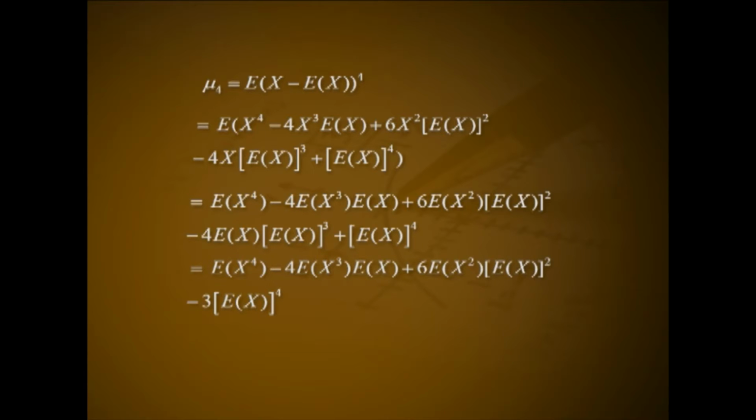That is expectation of x raised to 4 minus 4 times expectation of x cube into expectation of x plus 6 times expectation of x square into (expectation of x) the whole square minus 3 times (expectation of x) the whole raised to 4. That is mu 4 dash minus 4 times mu 3 dash mu 1 dash plus 6 times mu 2 dash into (mu 1 dash) the square minus 3 times mu 1 dash raised to 4.